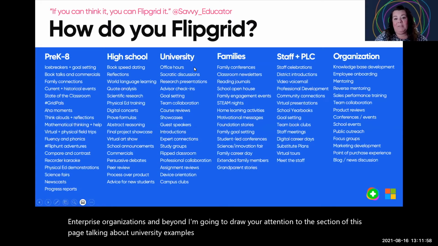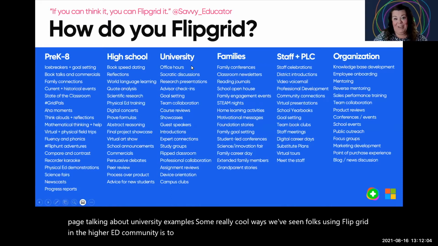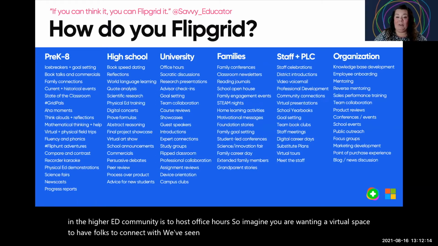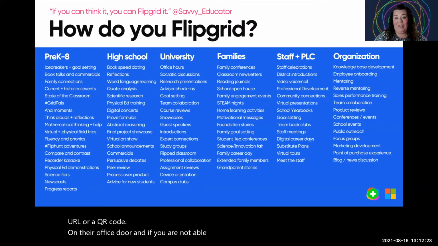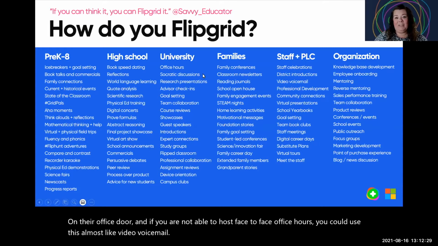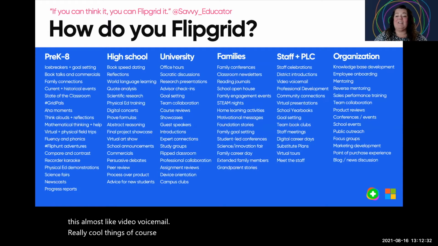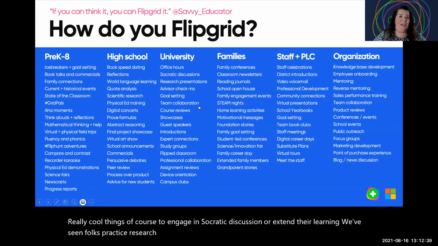Some really cool ways we've seen folks using Flipgrid in the higher ed community is to host office hours. So imagine you are wanting a virtual space to have folks to connect with. We've seen folks utilize a Flipgrid topic and post either a URL or a QR code on their office door. And if you are not able to host face-to-face office hours, you could use this almost like video voicemail. Really cool things, of course, to engage in Socratic discussion or extend their learning.